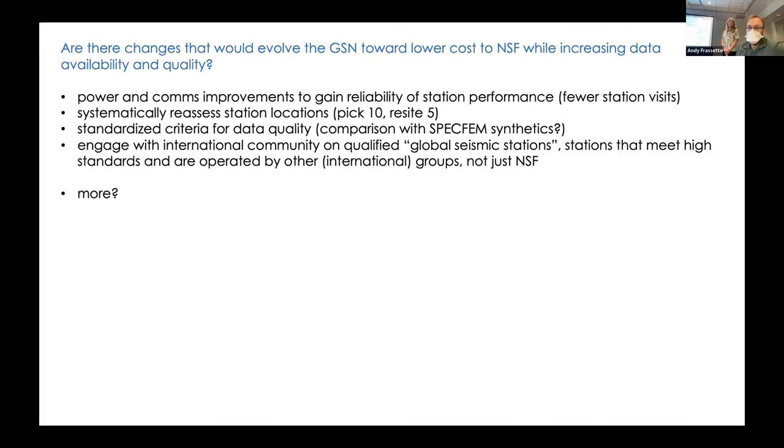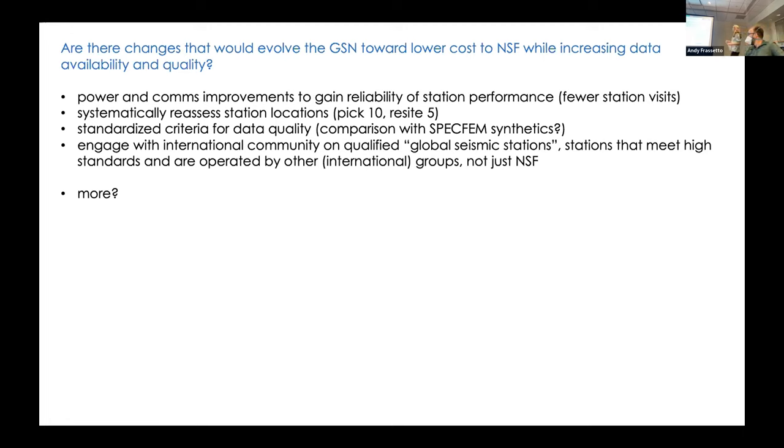Okay, so are there changes that would evolve the GSN toward lower cost to NSF while increasing data availability and quality? And this is maybe fairly technical at this point and not so much directly related to the science, but essentially if the operators didn't have to visit these stations so often, they would be cheaper to operate and we could do more stuff with the same amount of money.